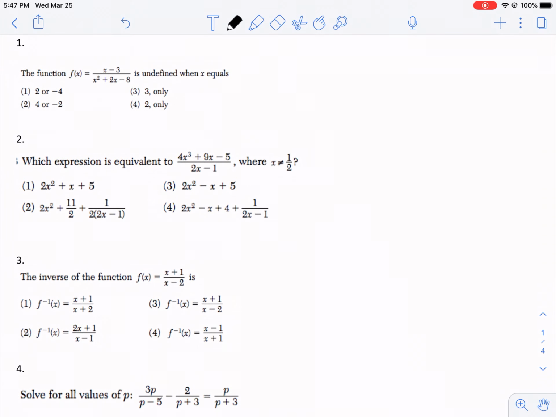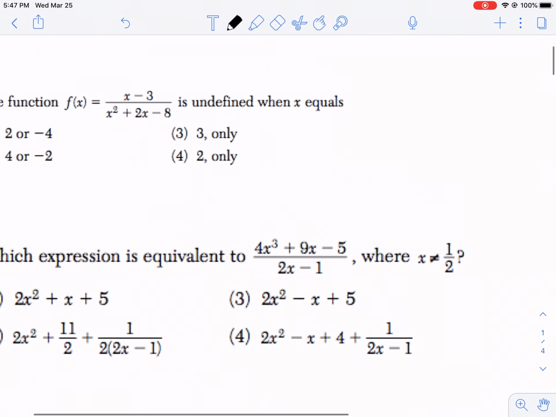Alright, so number 1 wants to know when that rational function is undefined. Because that is a fraction, fractions are undefined when the denominator is equal to 0. So we're going to take that denominator, set it equal to 0, and solve for the values of x that would cause that to happen.